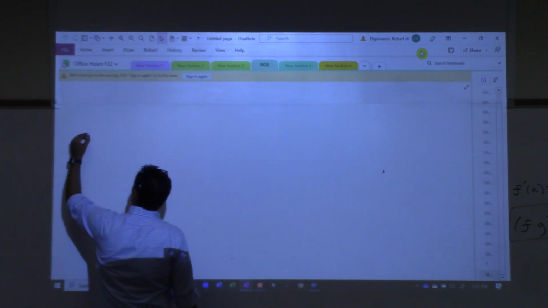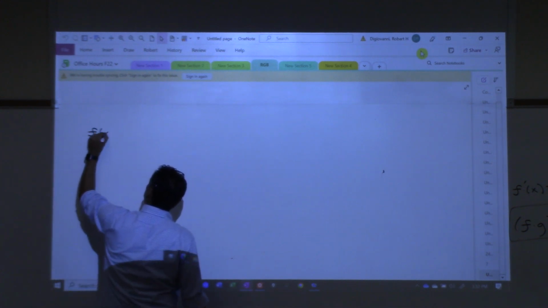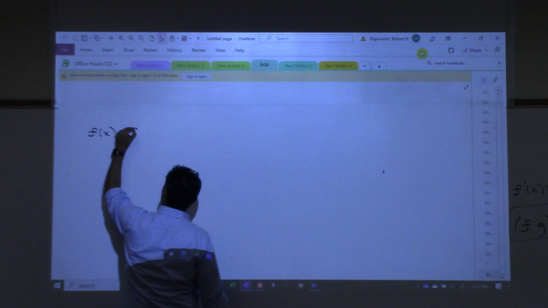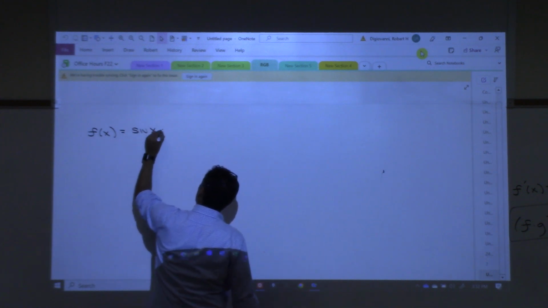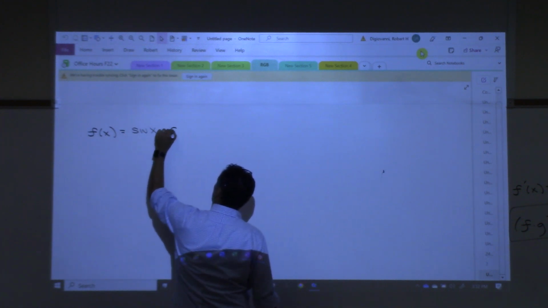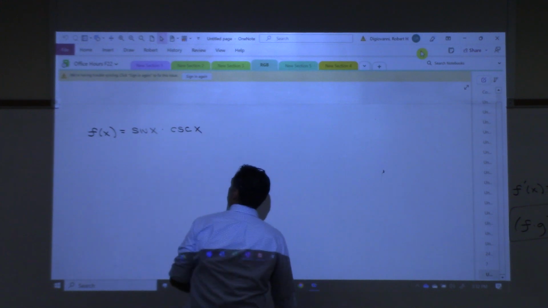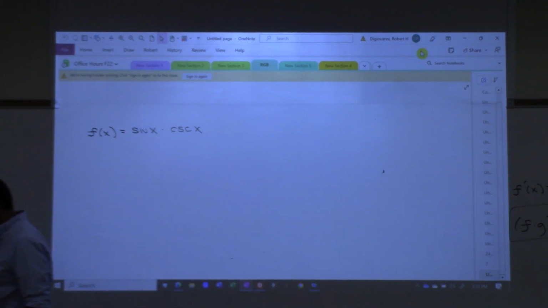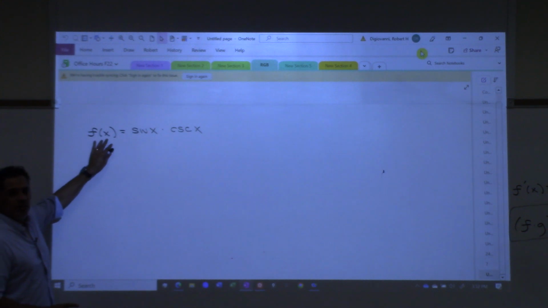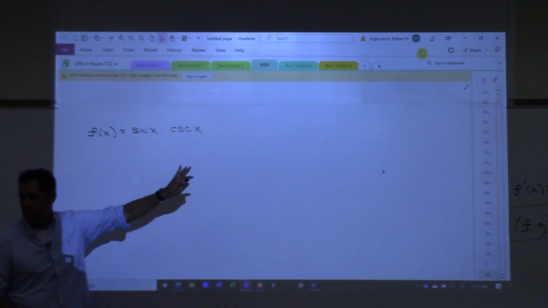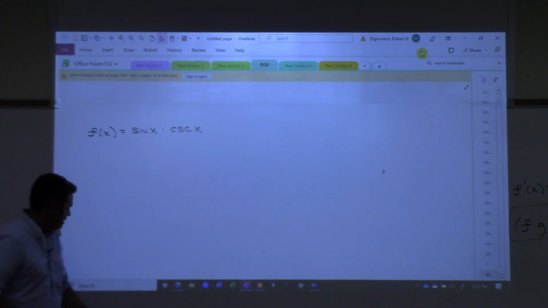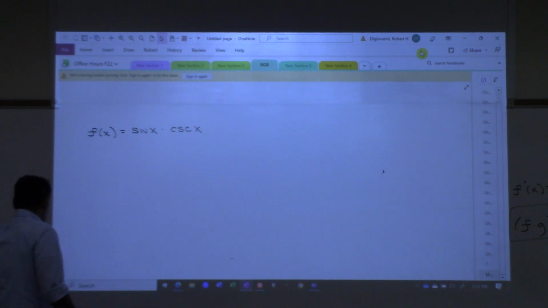How about f of x equals sine x times cosecant x? Now, I've called this function f, right? I've called this function f, and do y'all see it's a product of two things? Yes? So it's a product of two things.